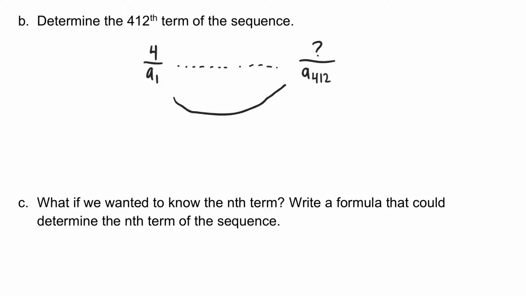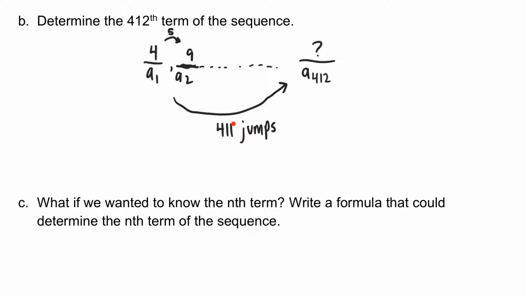Probably the easiest way to do this is to think through it: if the first term is 4 and you want to get to the 412th term, you're going to have to jump 411 times, right? If you jump once, it gets you to the second term, so a sub 2 would be right here. That's one jump of 5, so that gets you 9 there. So the question is, how much are we going to have to add to 4 to be able to get to this term?